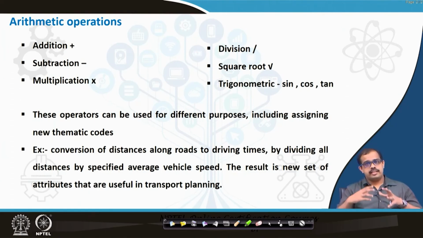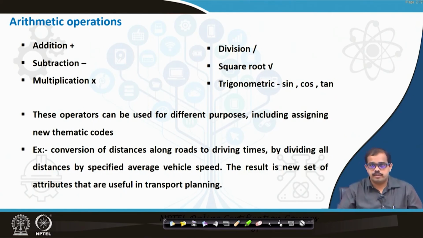And the next set is the arithmetic operations, that is addition, subtraction, multiplication, division, square root, trigonometric, etc. These operations can be used for different purposes, including assigning new thematic codes. For example, conversion of distance along the roads to driving times by dividing all distances by a specified average vehicle speed. The result is a new set of attributes that are useful in transport planning. So, this is one example.